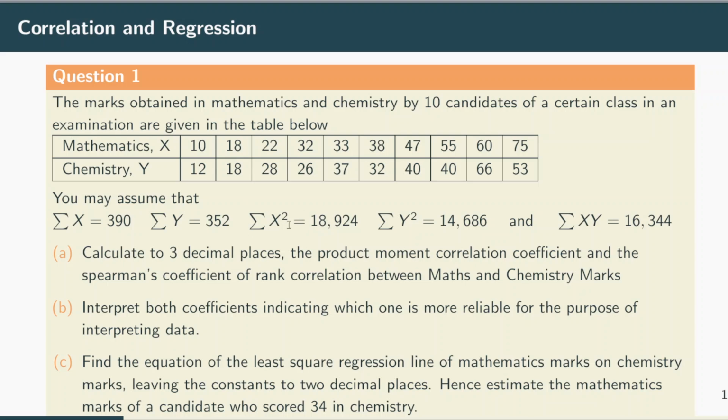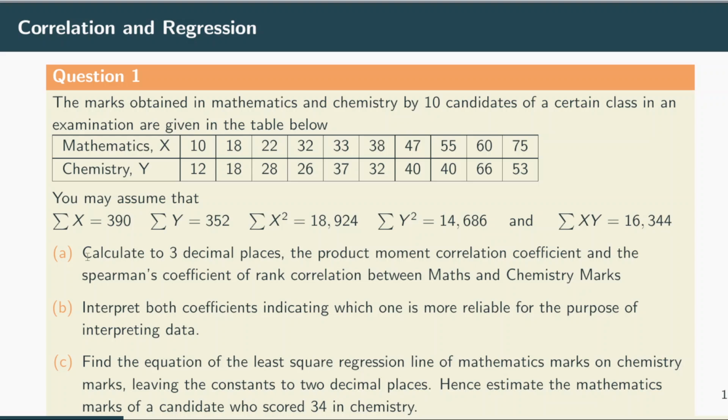I think there was a mistake in this value, and that gave you the value of the variance of X to be negative, which is not supposed to be so. So the actual value was actually 18,924, and the sum of the squares of the chemistry values too was given as 14,686. And finally, the sum of the product of the marks value with the chemistry values too was given as 16,344.